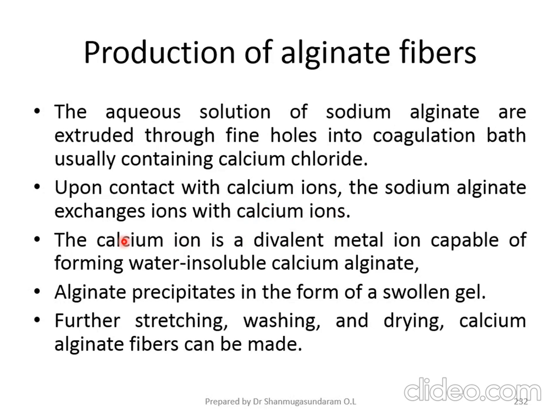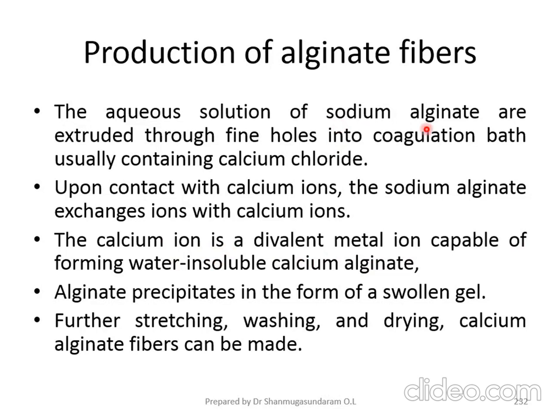So what is the nature of your calcium ion? The calcium ion is a divalent metal ion capable of forming water insoluble substance. So your calcium alginate is not soluble in water. Why is this calcium alginate not soluble in water? Because the calcium ion is a divalent metal ion, which is capable of forming water insoluble substance.